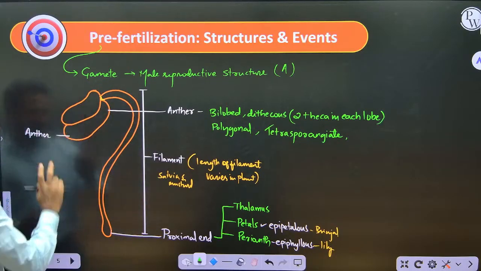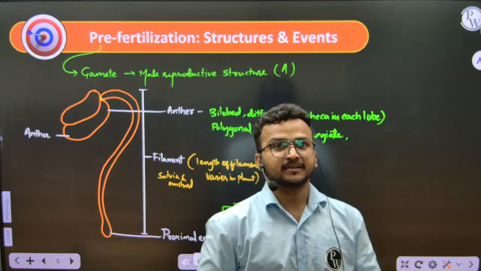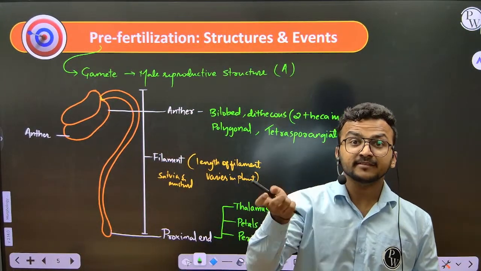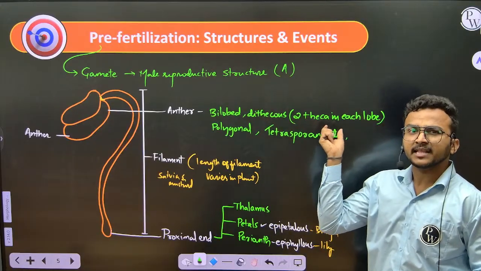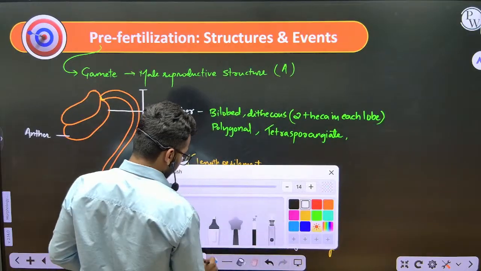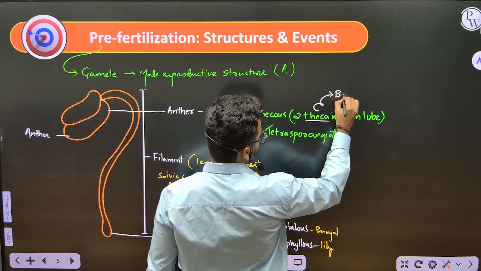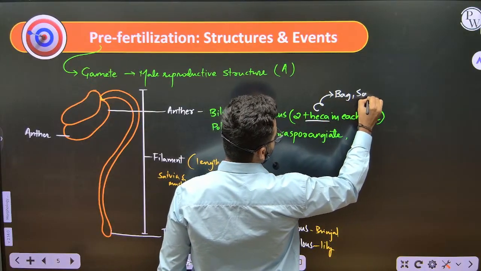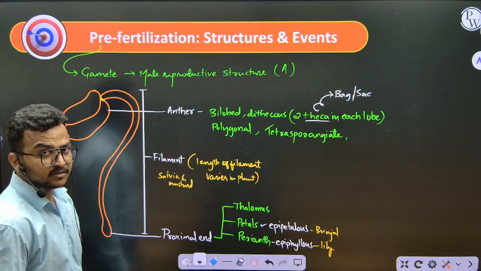So the answer is there, no? When the answer is young, see, I am using the word theca. Theca is nothing but a bag, it is nothing but a sac. So here this theca is nothing but a bag or sac, isn't it?